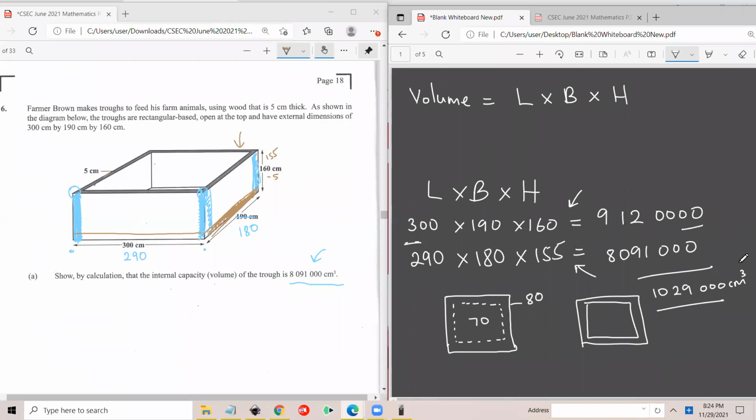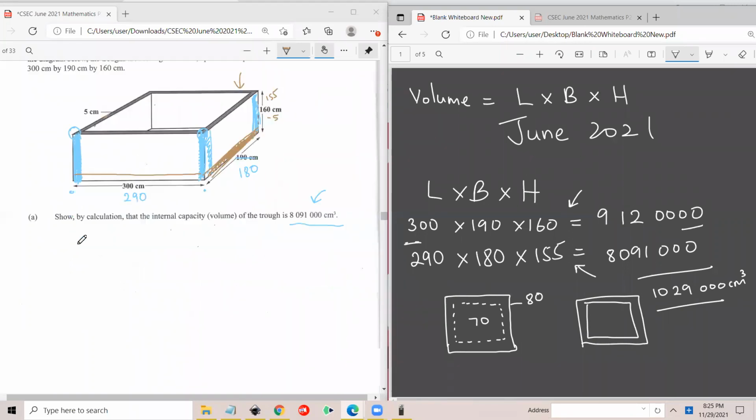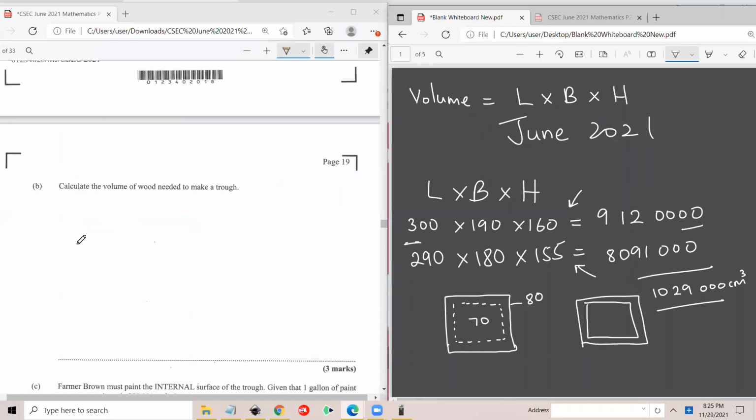Later, everyone. Bye, bye. This is June 2021. Yeah, Alia, that was part B. And don't worry, Vinayak, it will get easier as we go along.